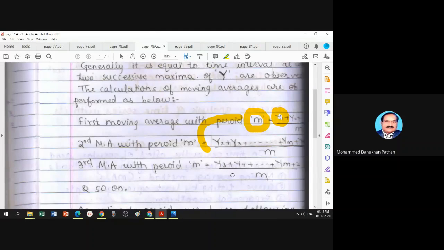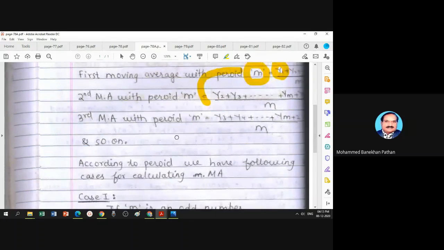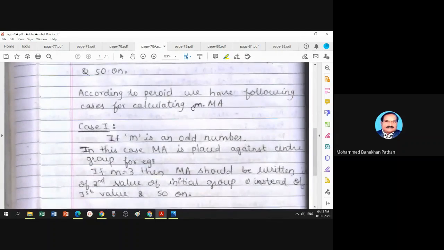The procedure is continued until I am able to get a group of 3 values. So this is the calculation which is called moving average calculation. We are finding an average, but we go ahead by dropping the first value of the previous calculation and adding the next value of the data to get the required number of values, and so on. According to the period, we have the following cases for calculating moving average.